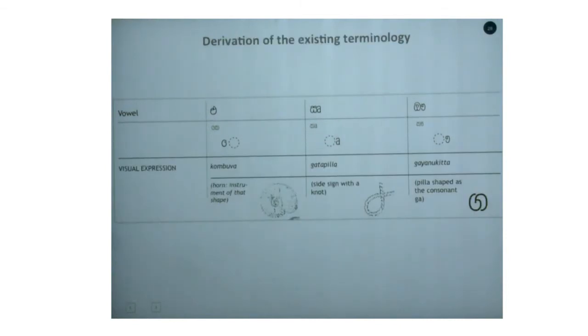So just a small visual on what I just told you. This is the kombua, caterpillar, and gynokitta. This shows how the shapes have actually evolved along with the shape of the vowel sign as well.